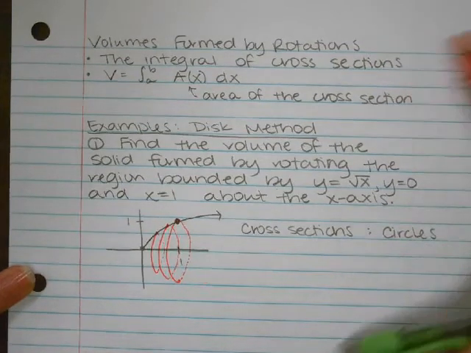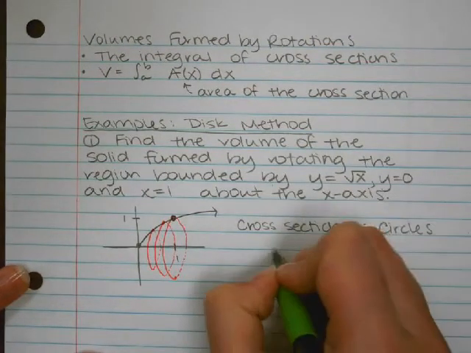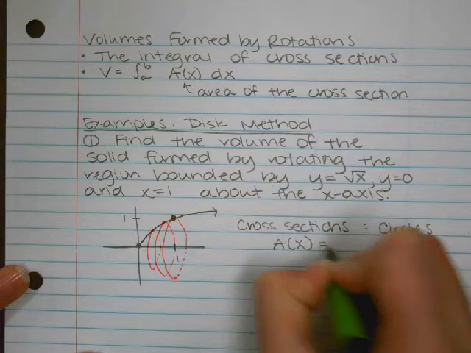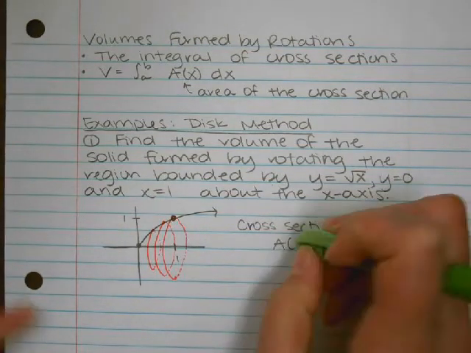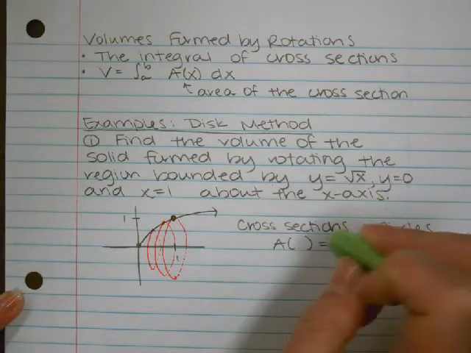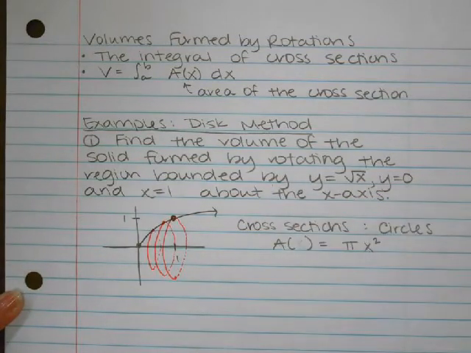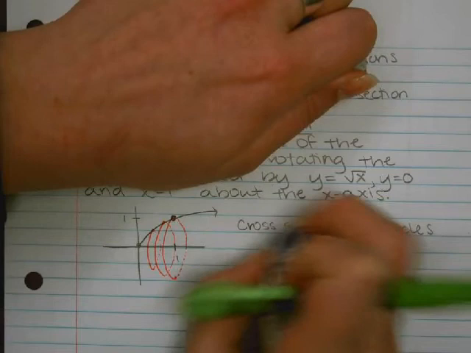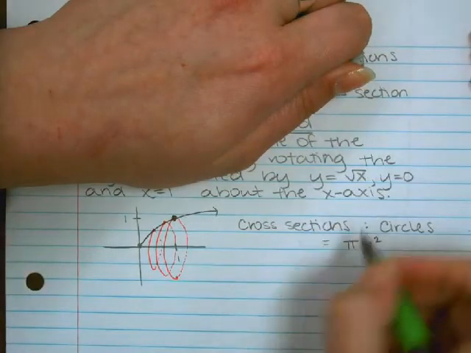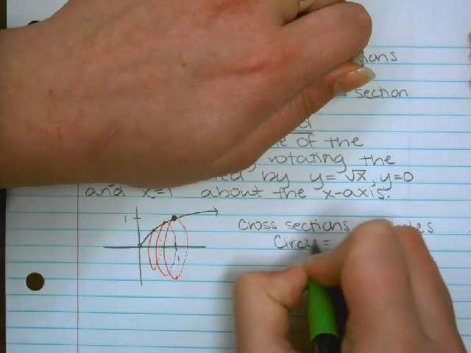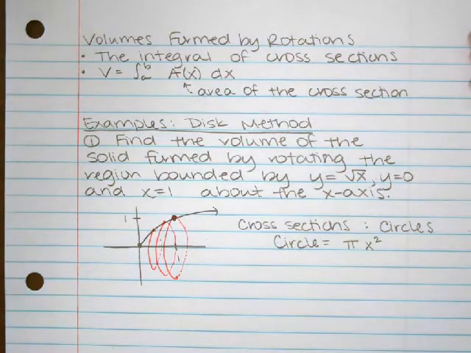And we know what the area of a circle is. The area of a circle is pi r squared. I'm not going to call it A of x, I'm just going to say the area of a circle. Sorry, guys. Okay, the area of a circle is pi r squared.